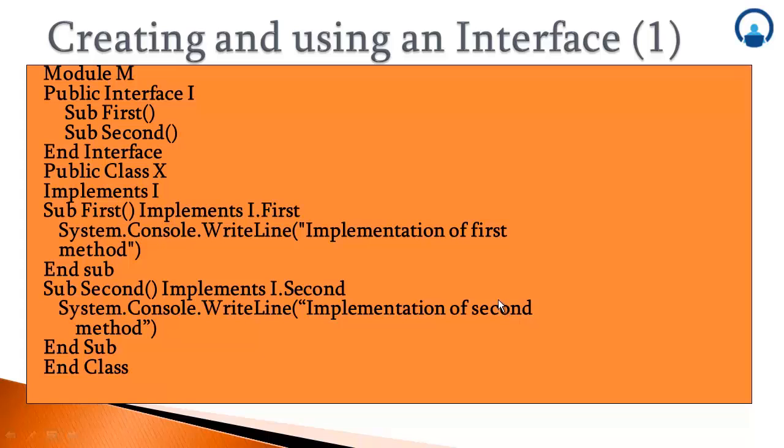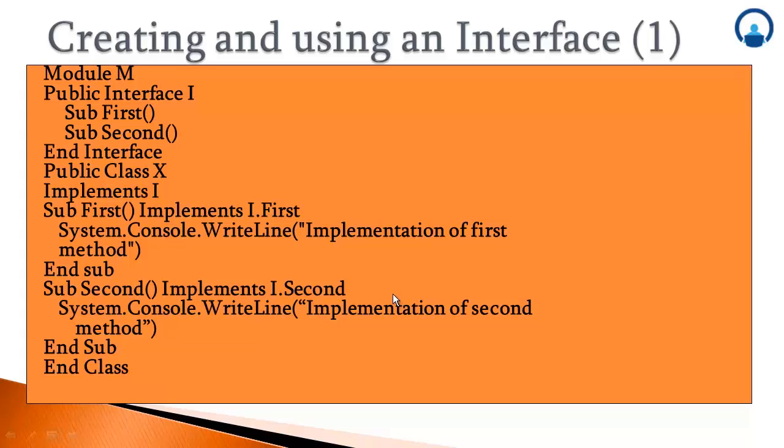Here, we create an interface which has two method declarations. These methods do not contain any code or functionalities. The interface is implemented by a class X using the Implements keyword. The class has an implementation for each of the two methods. Each method implementation is suffixed with an Implements keyword, followed by the name of the interface method that is being implemented. These methods print appropriate messages on the console.